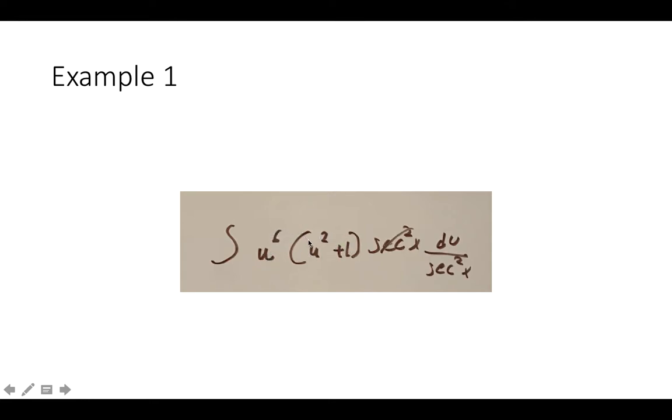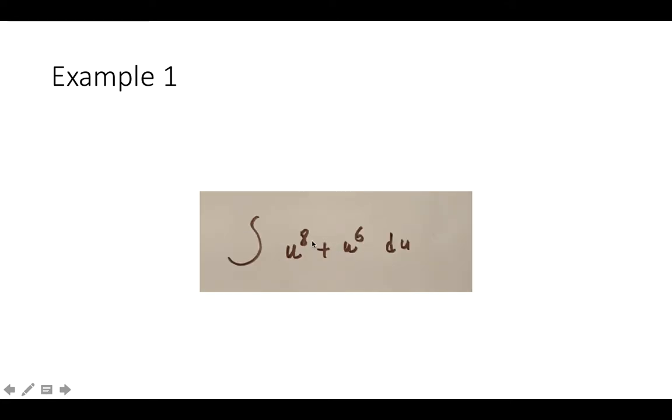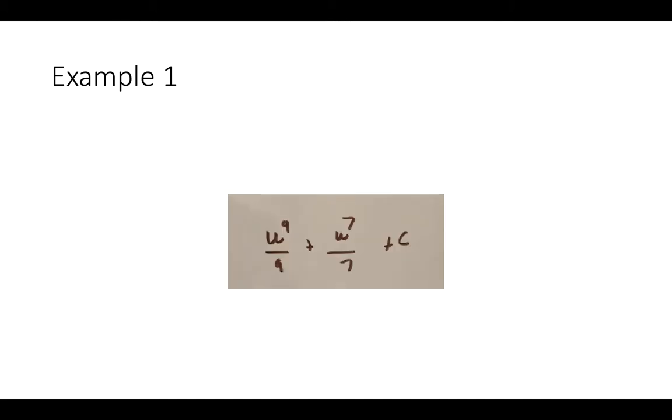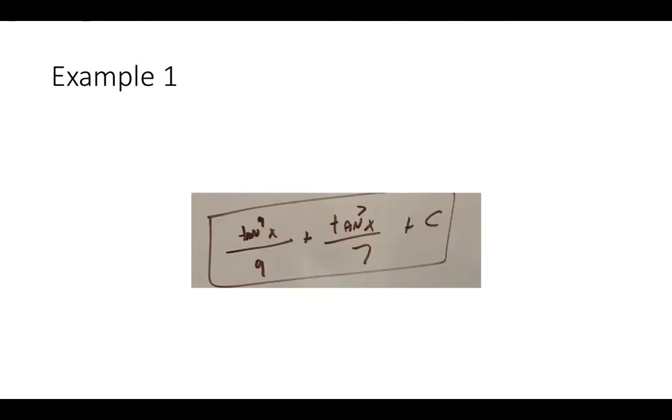We distribute the u to the 6th in the parentheses, and we get u to the 8th power plus u to the 6th power du. What's the next step? Basic integration, and that'll give us u to the 9th over 9 plus u to the 7th divided by 7 plus c. So what's the last step? Just plug in our u. What was our u? It was tangent. So now the final answer is going to be tangent to the 9th x divided by 9 plus tangent to the 7th x divided by 7 plus c.